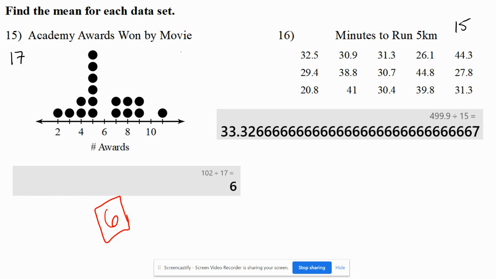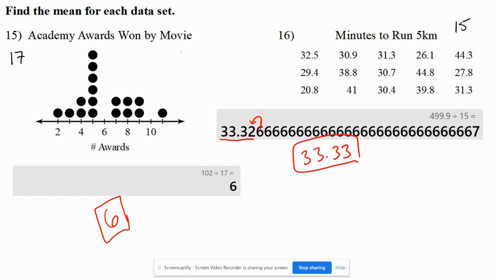So 499.9 divided by 15 gives me a big decimal. I'm going to round it to 2 decimal places. So let me take a look at my third decimal place. My third decimal place is big enough. What I call big enough is 5 or more. That 6 is big enough. So it's going to bring the previous number, 2, up by 1. I'm going to use 2 decimal places. So my answer should be 33.33. That 2 at the end, I brought it up 1, so that's how I ended with a 3 at the end.